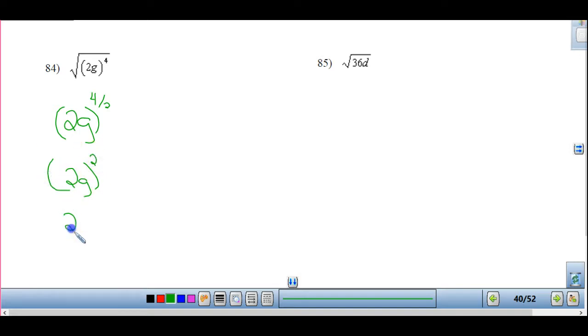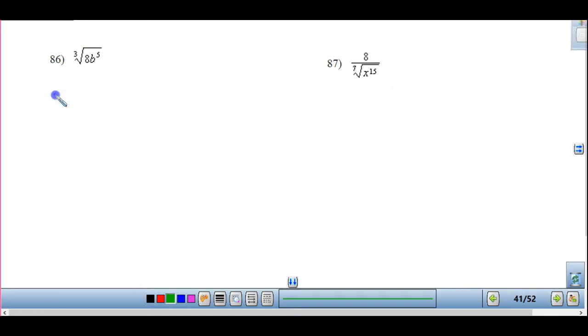Now we have to distribute. 2 squared g squared equals 4g squared. Okay, not so bad. Here we've got 36 to the 1/2, b to the 1/2. If you take 36 to the 1/2, you get 6, and then we still have b to the 1/2. Make sure you simplify that. Okay, here we have 8 to the 1/3, b to the 5/3. 8 to the 1/3 is 2, so 2b to the 5/3.